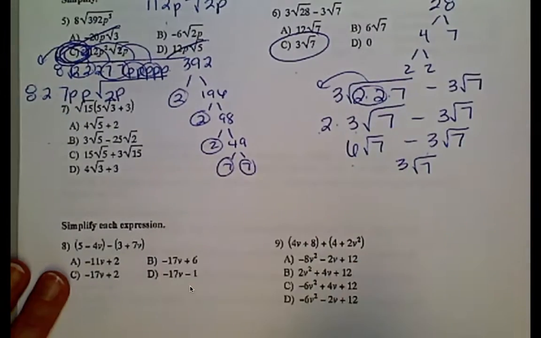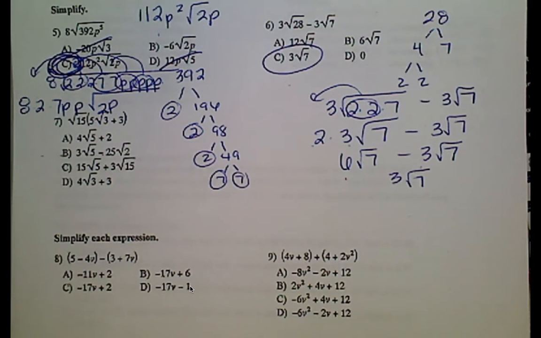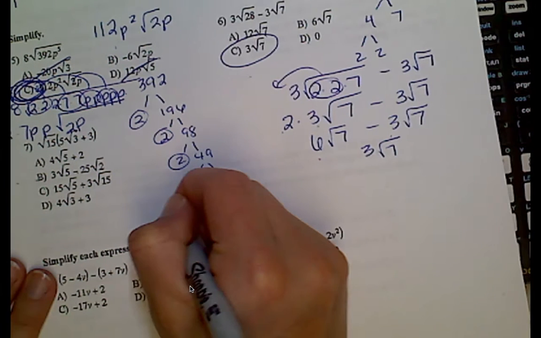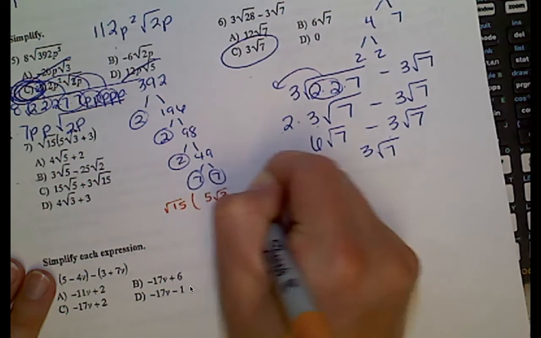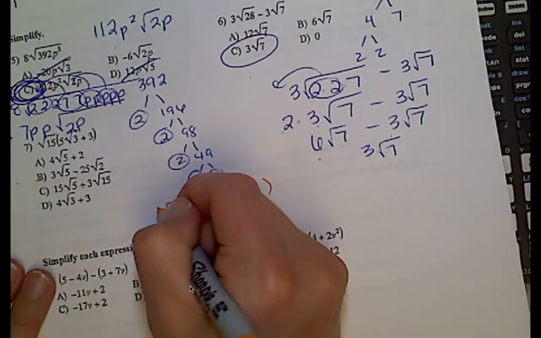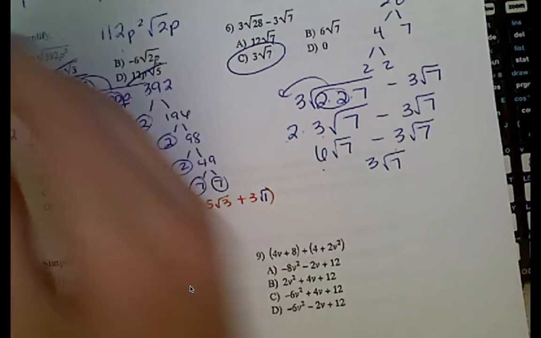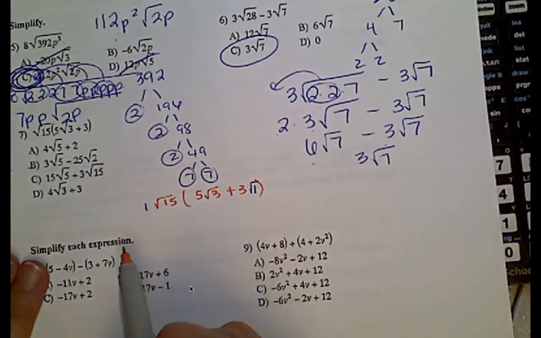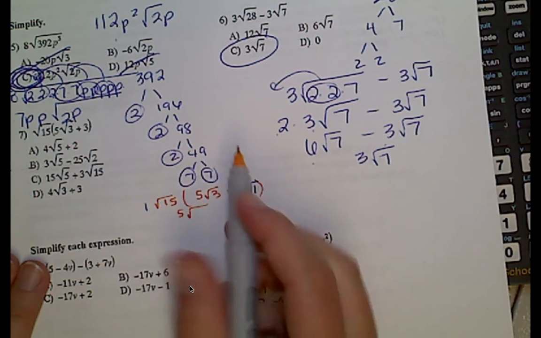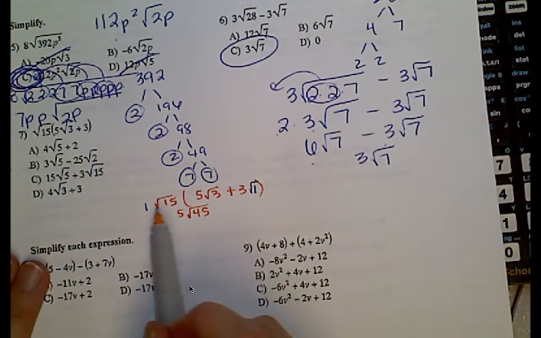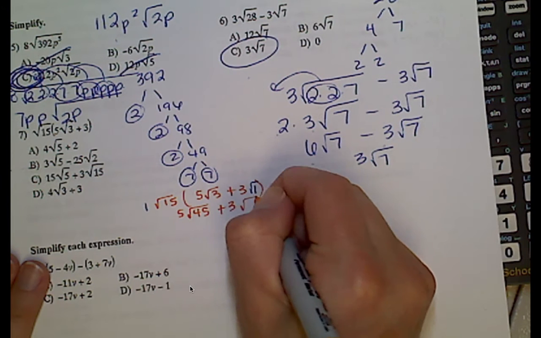Okay, number 7, same thing. I'm going to put number 7 in orange since I got a lot going on in this one. But number 7 in orange, if we have square root of 15 times 5 on the square root of 3 plus 3, really there's an understood 1 right here, and there's an understood 1 right there. So when you're multiplying radicals, you multiply outside by outside, inside by inside. 1 times 5 is 5. 15 times 3 is 45. 1 times 3 is 3. 15 times an understood 1 is 15.